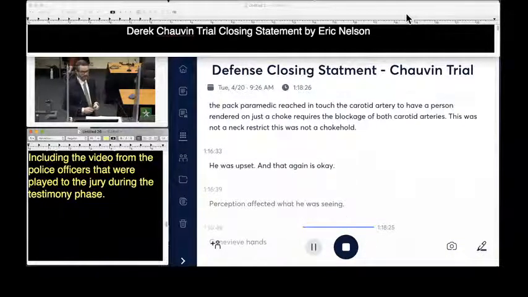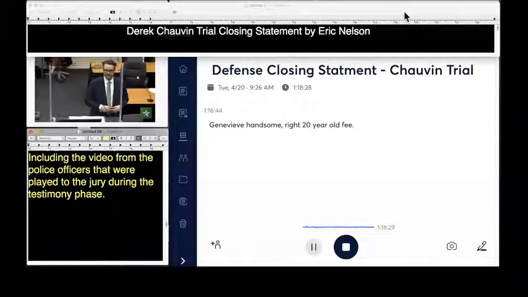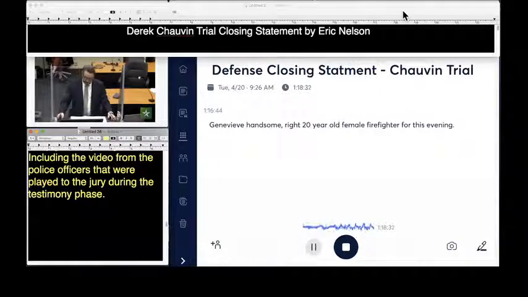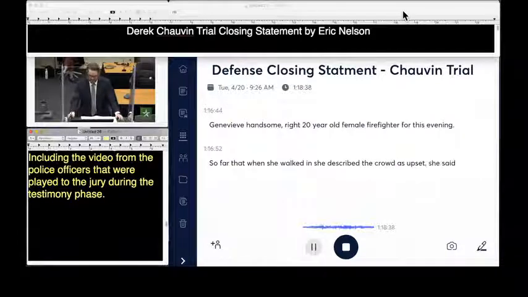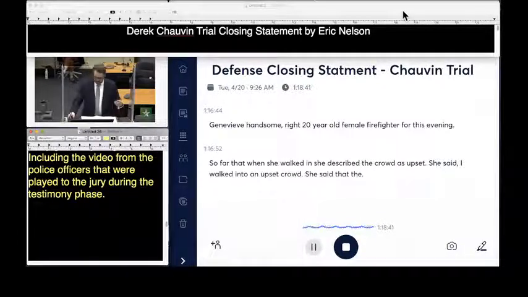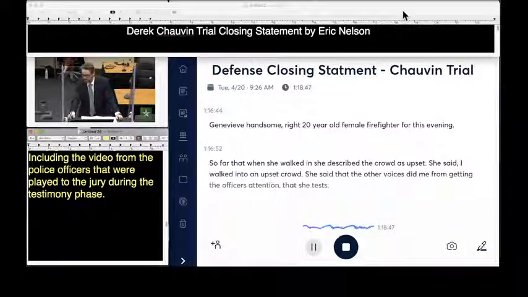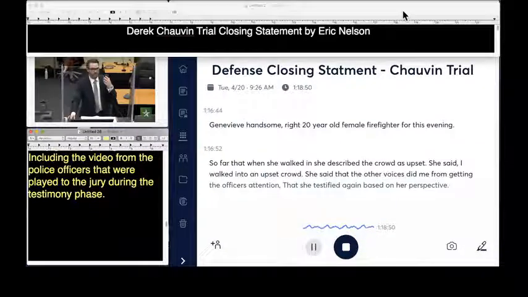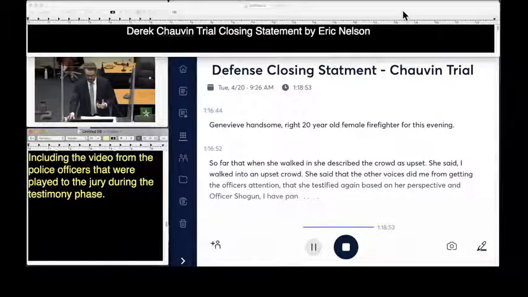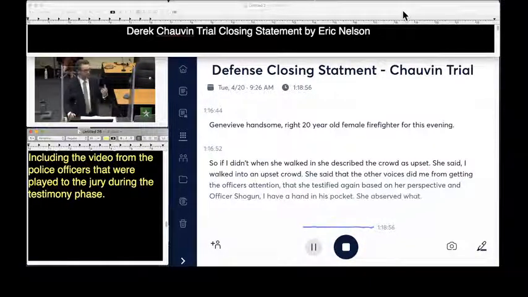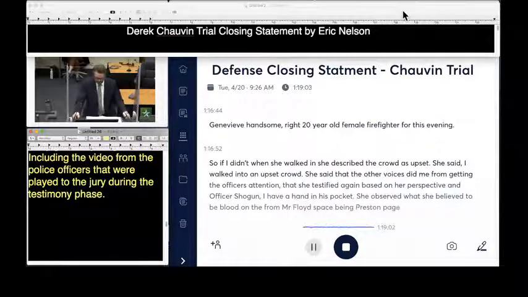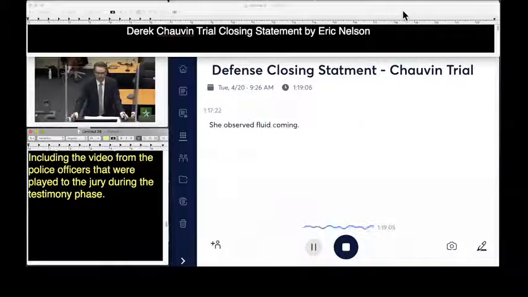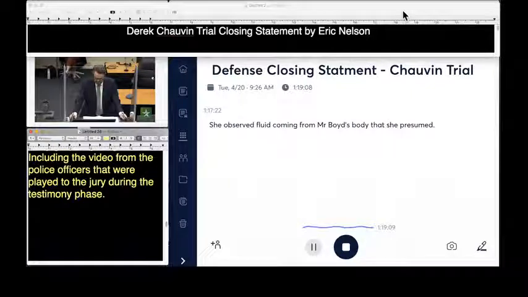Genevieve Hansen, right? 27-year-old female firefighter for the city of Minneapolis. She testified that when she walked into the scene, she described the crowd as upset. She said, "I walked into an upset crowd." She said that the other voices distracted me from getting the officer's attention. And she testified, again, based on her perspective, that Officer Chauvin appeared to have his hand in his pocket. She observed what she believed to be blood from Mr. Floyd's face being pressed into the pavement. She observed fluid coming from Mr. Floyd's body that she presumed to be urine.